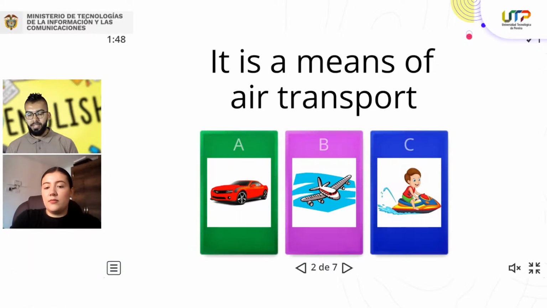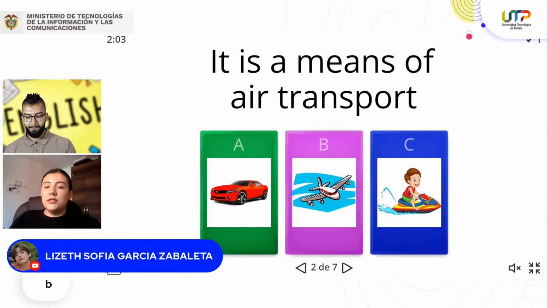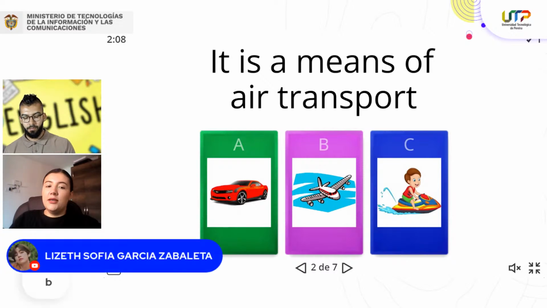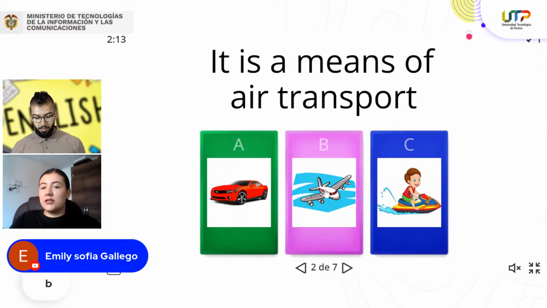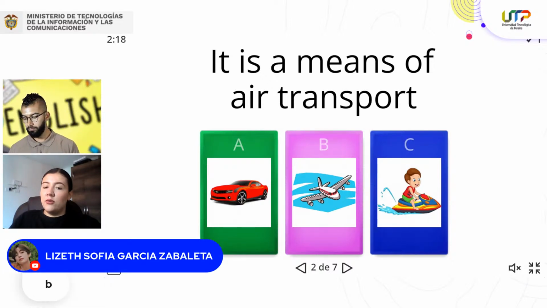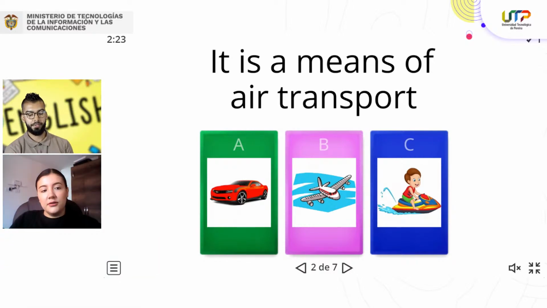It is a means of air transport. Air. Do you remember that category? Air. No land, no water, but air. What is it? Okay, we already got some comments. And the first one was Allison. Allison says B. B is the correct answer for Allison. We also got Lisette Sofia Garcia, B, Javier Alejandro, B, and some others. I don't know if you want me to read those names or just the first 3. Just the first 3. Yes.